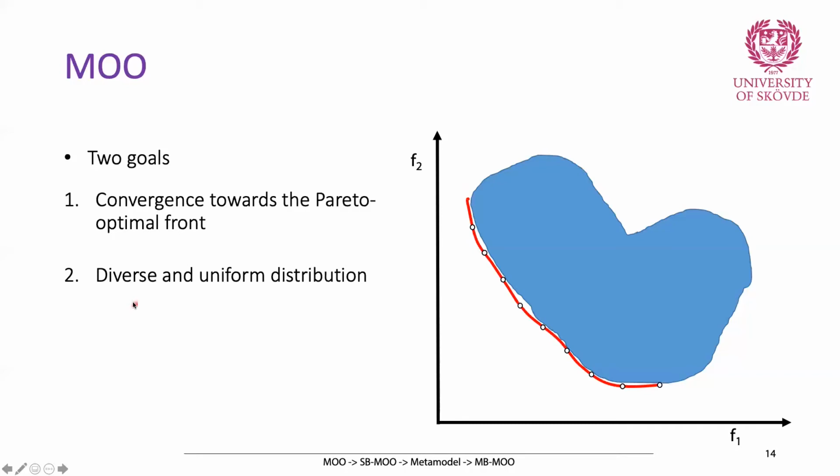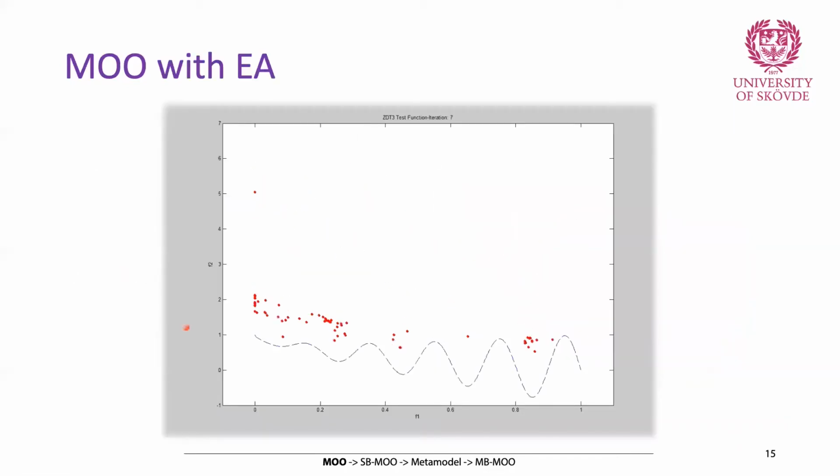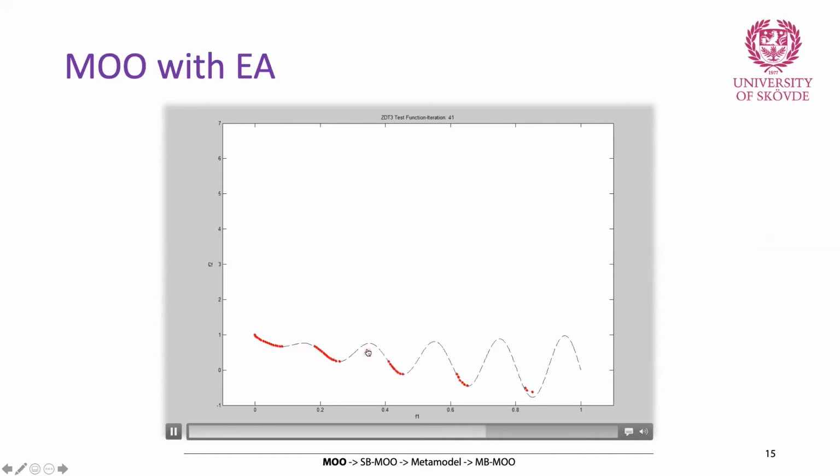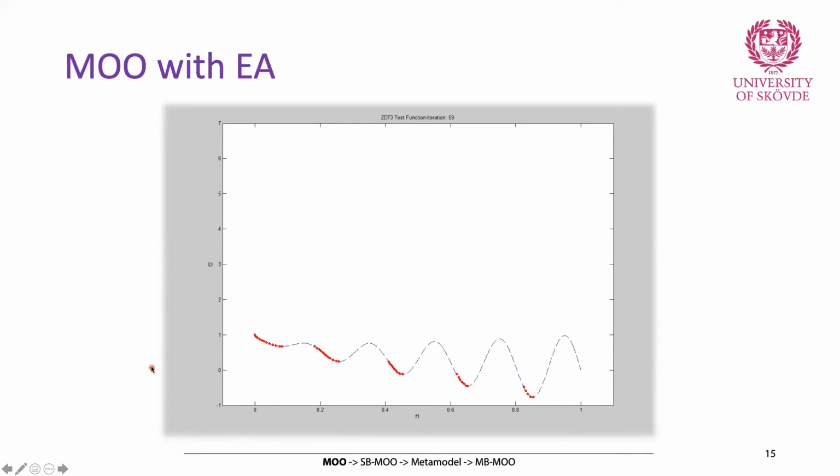As I said, evolutionary algorithms are very well suited for this kind of problem. Here you can see a test function. That's the ZDT3 test function, and the dashed blue line is the Pareto front of this problem. You can see that the red dots are random populations. These populations are created randomly at the beginning, and through generations, they evolve until they converge to the Pareto optimal front. You see that the algorithm is able to find the optimal front very well.